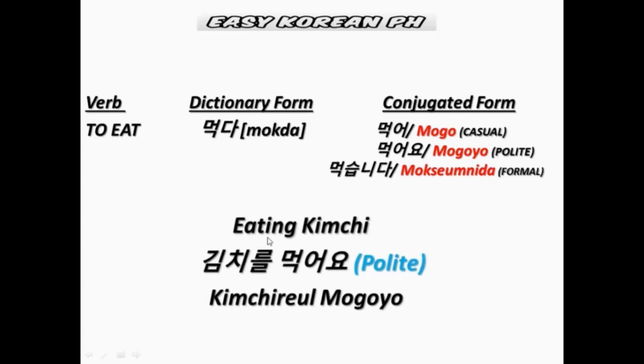Okay, so example here, eating kimchi. Eating, which is our verb, and then kimchi, our object. So in Korean sentence structure, this is kimchi, eating. In Korean, that is 김치를 먹어요. So once again, dictionary form, 먹다. Casual form, 먹어. Polite form, 먹어요. And then the formal form, 먹습니다.